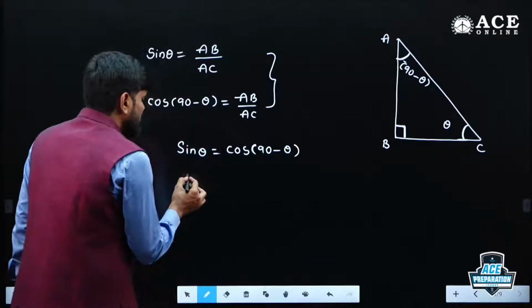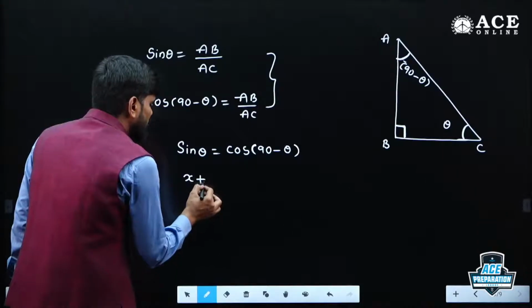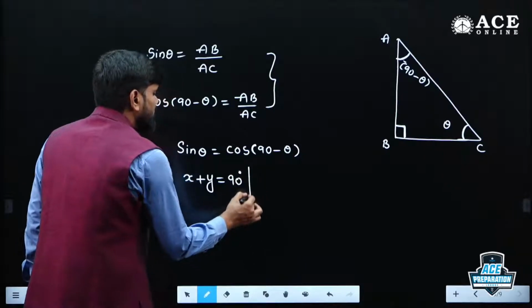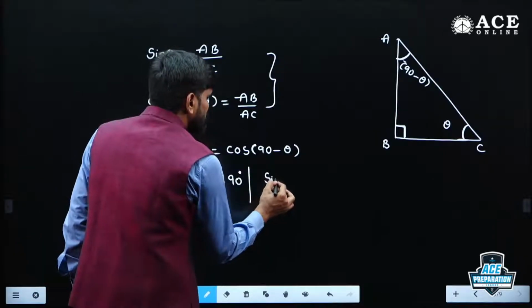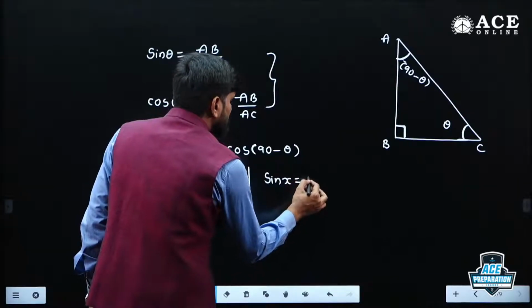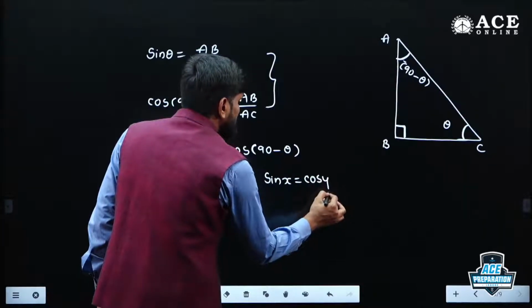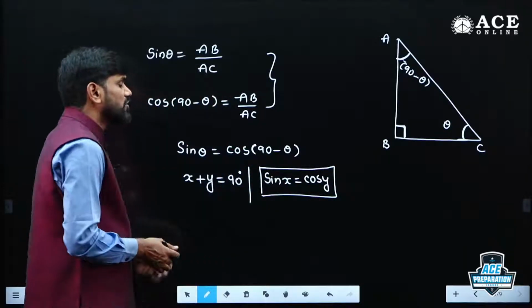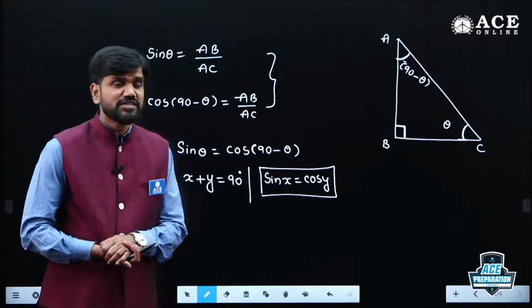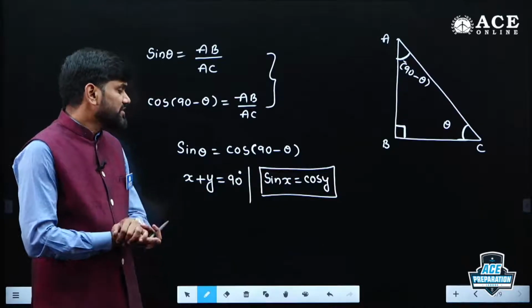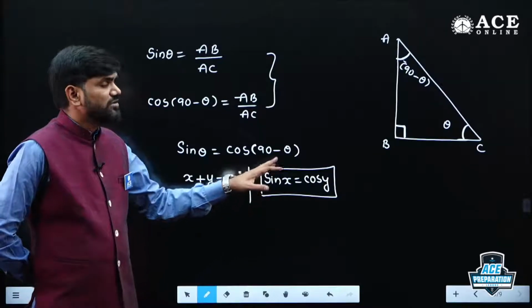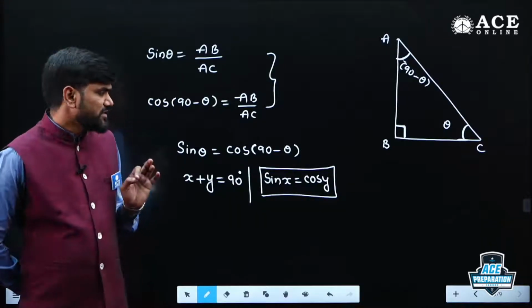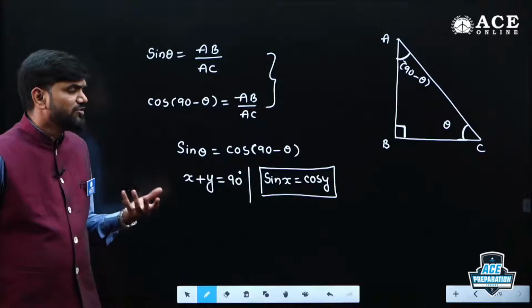From this I can say that if I am taking two angles x and y, and x plus y together is equal to 90 degrees, then I can say that sin x is equal to cos y. This is true when the sum of the angles is equal to how much? 90 degrees. So if x and y together are adding up to 90 degrees, then sin x is equal to cos y. Is that clear? Or any doubt with this one?